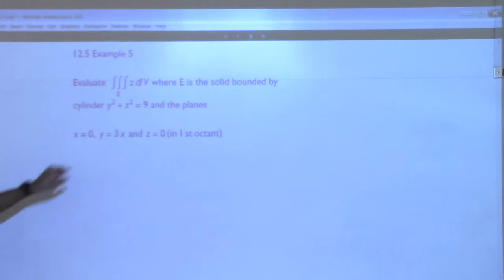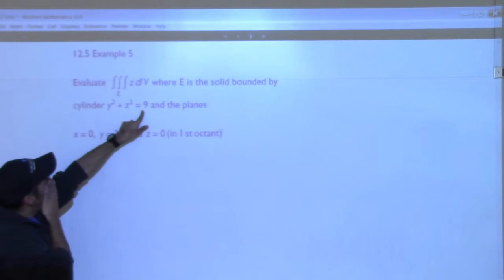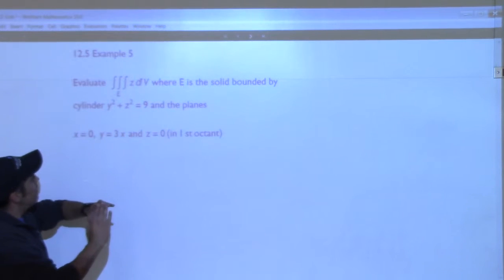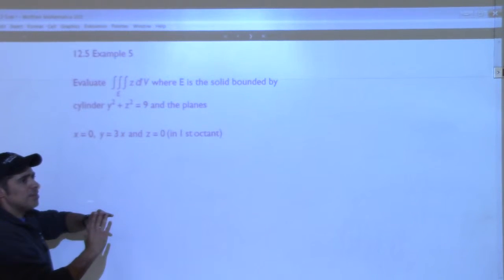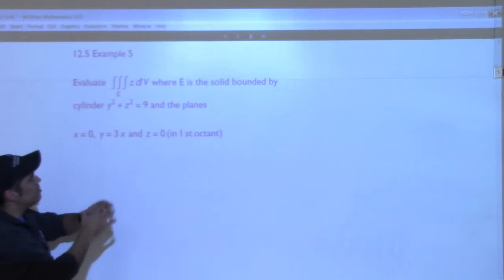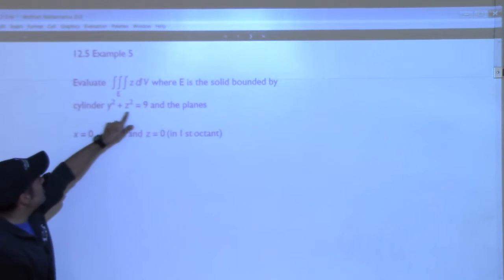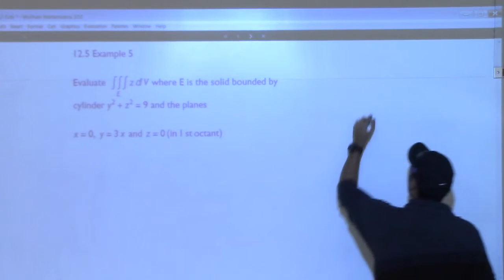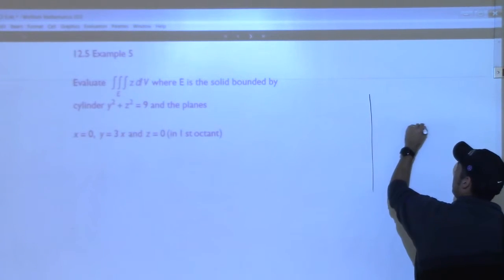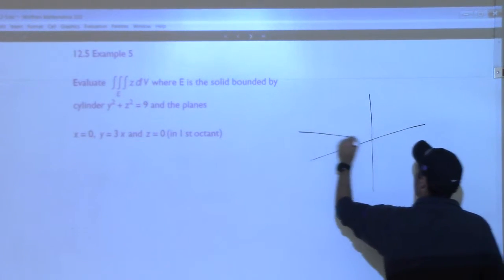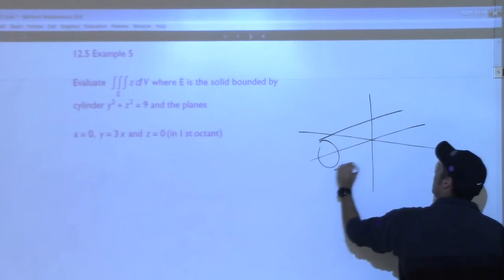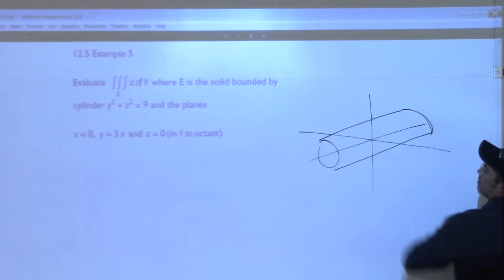So when you see y squared plus z squared equals 9, that's a cylinder, right, with a radius of what? 3. And which way does it open? Like, which way does it go? It goes down the x-axis because x is not in the equation. So we have something like that. I'm going to start trying to draw this. It's going to suck, but I know I have a cylinder that goes like this. Okay?